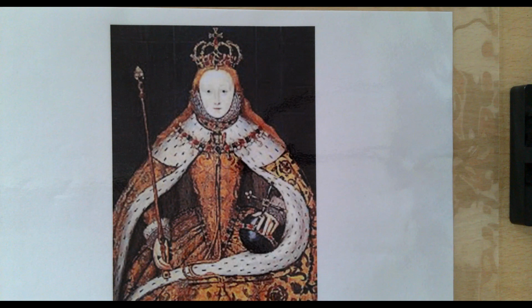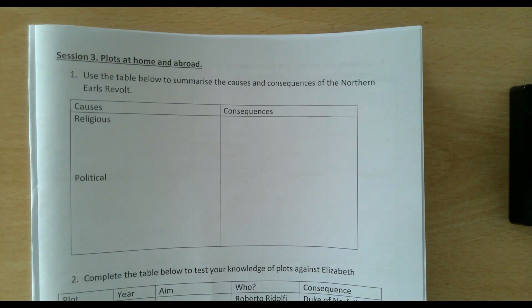Okay, so our first challenge here is the revolt of the Northern Earls. What we need to do is keep this simple for revision. We need to break it down into a cause, culture challenges to Queen Elizabeth, and also the way people, particularly Catholics within our own country. So it's a simple cause and consequence table, and this is done from memory.